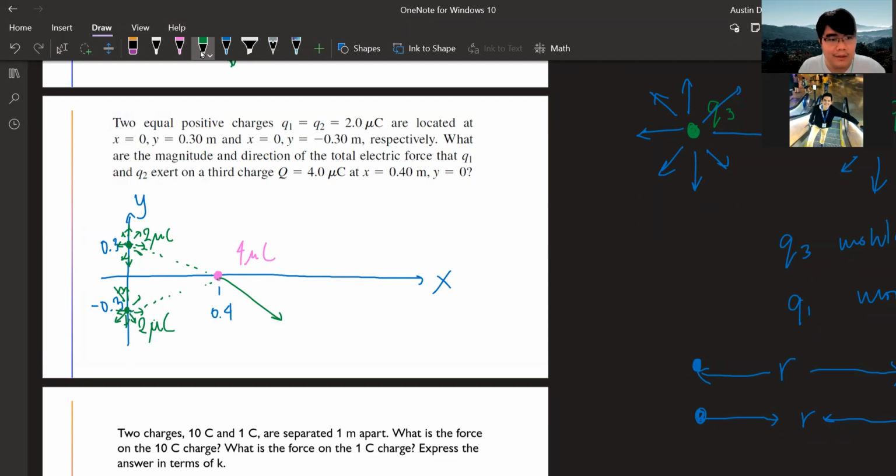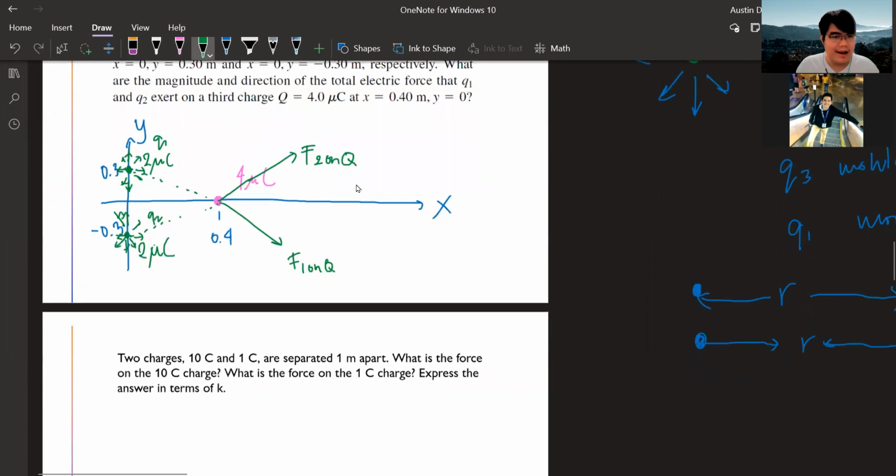So si Q1 would exert. Okay, parehas lang naman. Q1 ito. Q2. This is F1 on Q. Joke, wala palang 3. Q pala siya. Okay, and this one is F2 on Q. Okay, linaw pa. Okay, so ayun yung mga kailangan nating alamin. Si 1 on Q tsaka si 2 on Q. Okay?